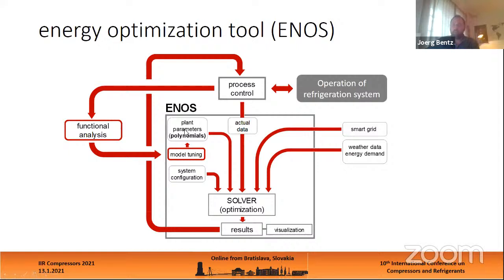Since the modeling of the system components is often not that accurate, and the component characteristics can change over time, for example if the heat exchangers are getting dirty, we came up with a functional analysis to tune the models during the operation and to always fit the reality of the system.